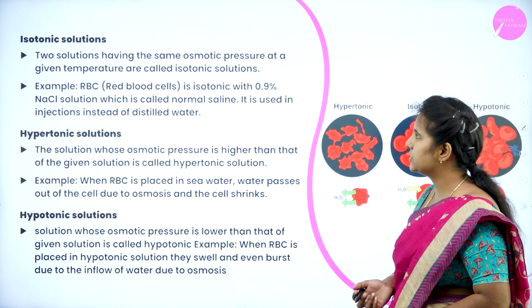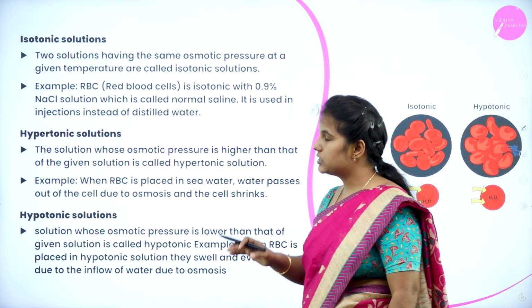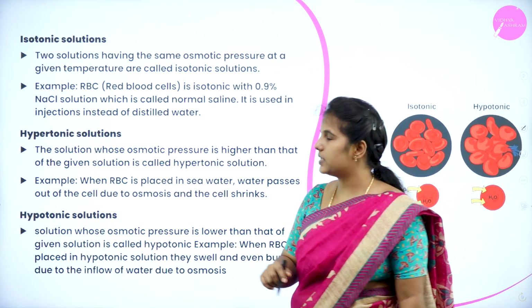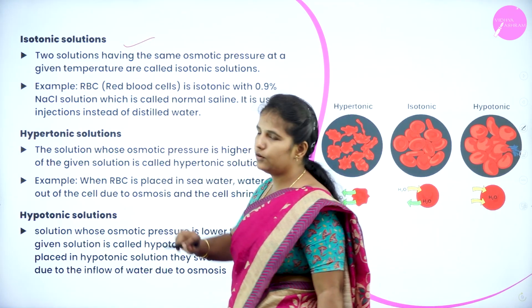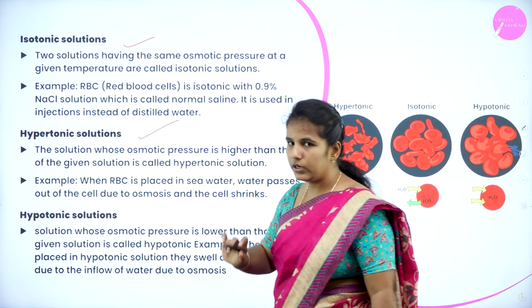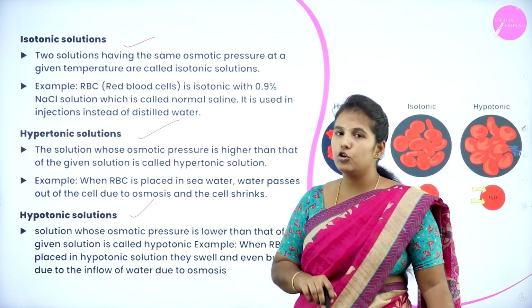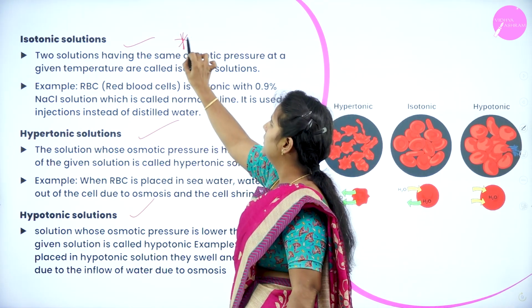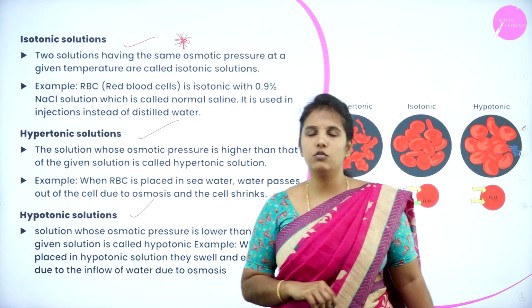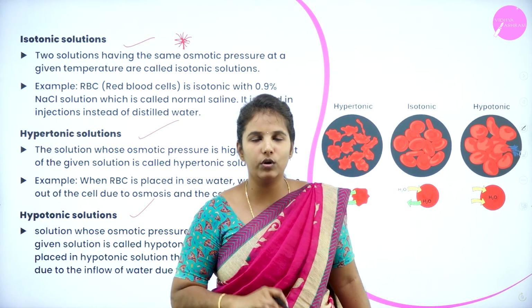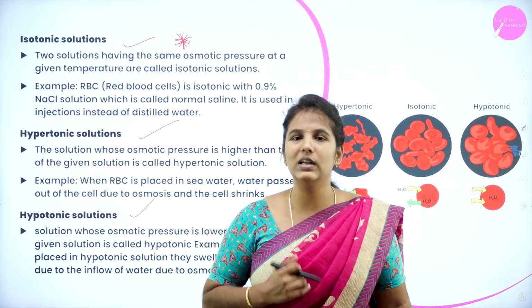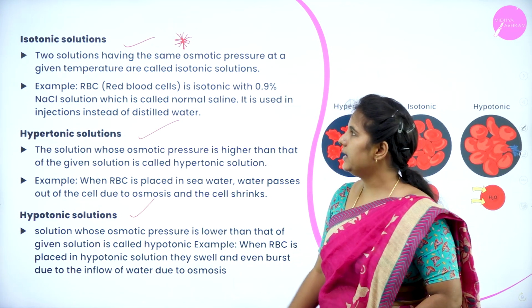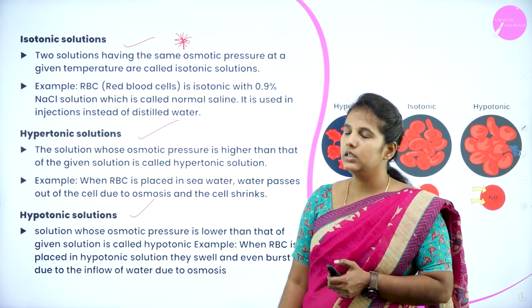We'll move on to the next topic, that is types of solution in osmosis. Usually we have three different types of solution: the first one is isotonic solution, hypertonic solution, and hypotonic solution. Especially for the 2 marks, from this part they are going to ask at least one question. What is isotonic? What is hypertonic? Or what is hypotonic solution? Give an example. It is very important from the examination point of view. Let's see what is isotonic solution.